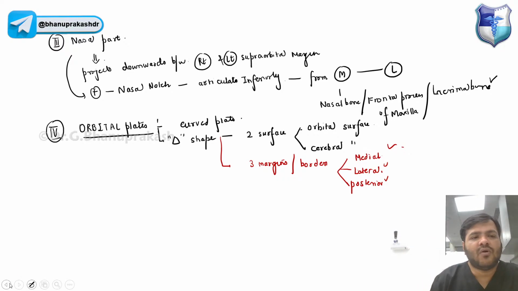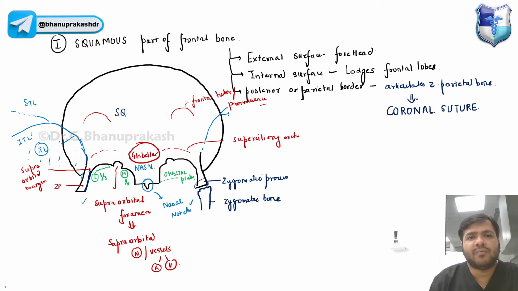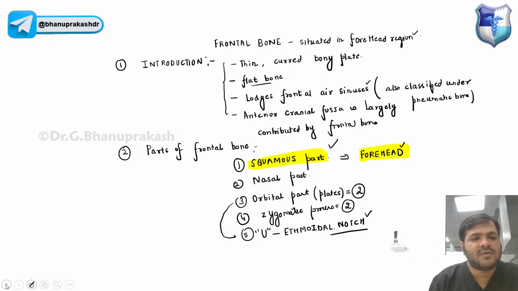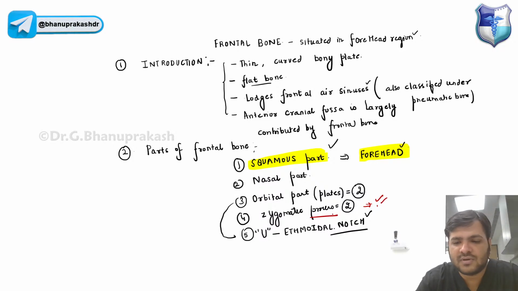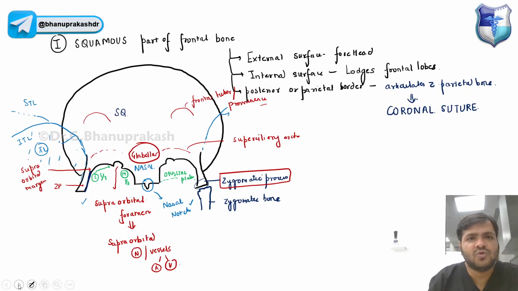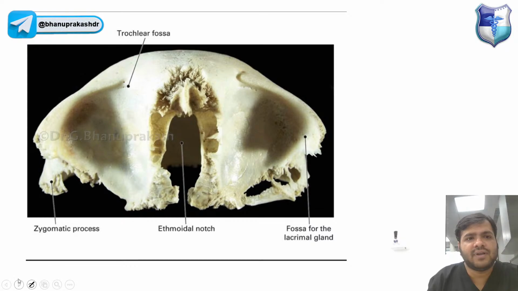The zygomatic process you already know, right? The zygomatic process will join the frontal process of the zygomatic bone, and you already know it will form the joint. And the ethmoidal notch we have already seen. If you want, I can show you one picture which I have taken. Yes, can you see the zygomatic process? And I hope you can appreciate this is the notch, the ethmoidal notch.